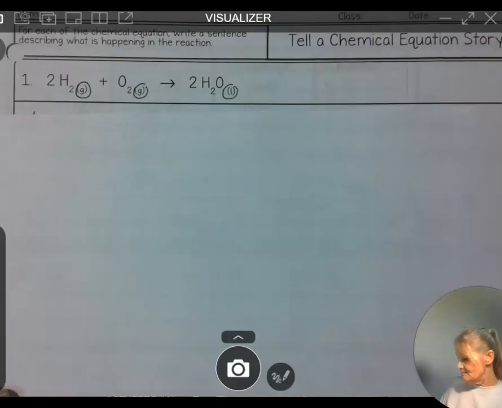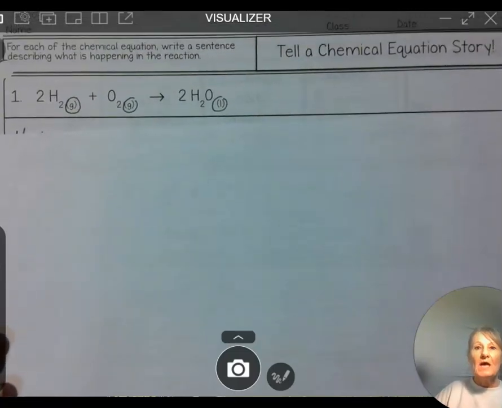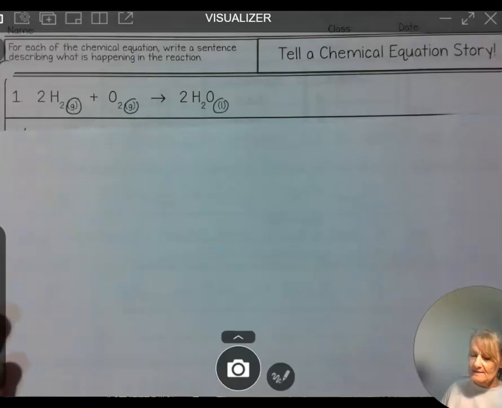Okay, so hopefully you're with me, and we are on page 22, and you have your periodic table and your yellow sheet out with you. And so we are going to be taking these equations and we're just going to be changing them to words.